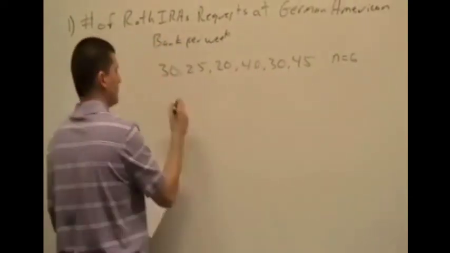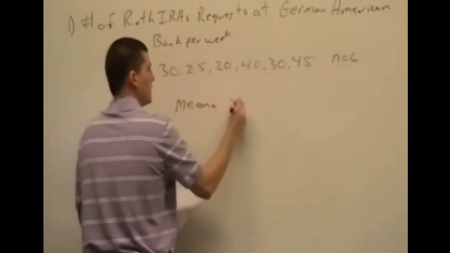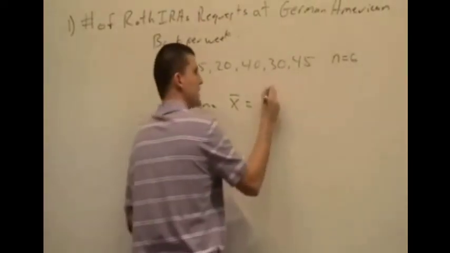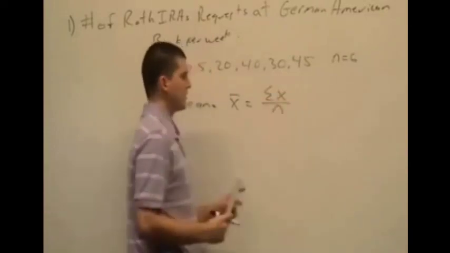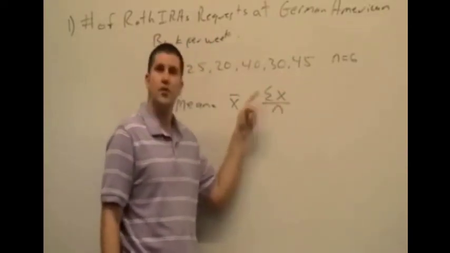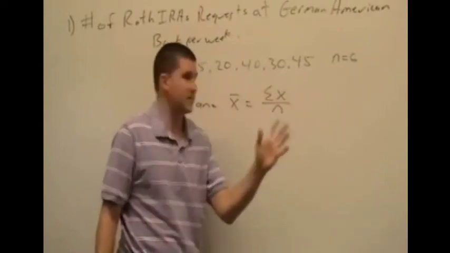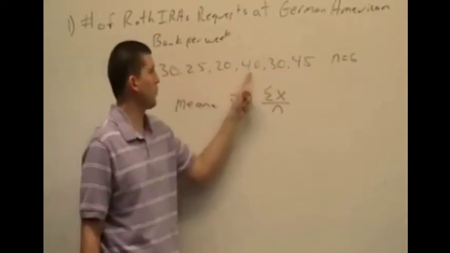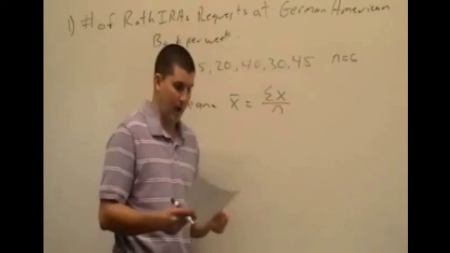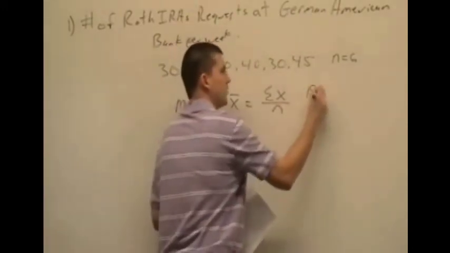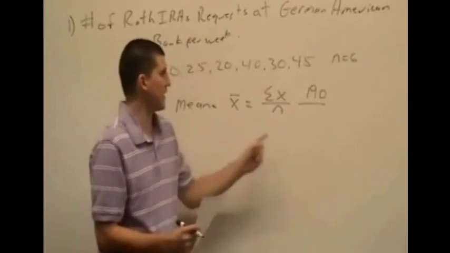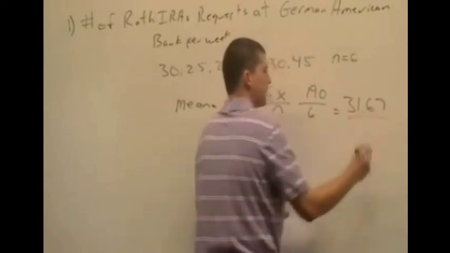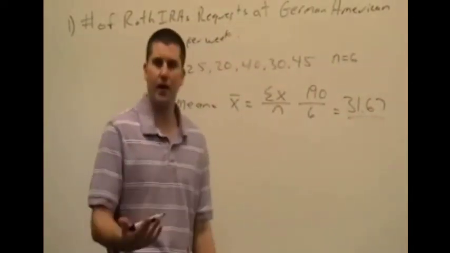Well, what's the mean? The mean in this example will be X bar, and the statistical formula for this is pretty simple. It's summation X over N. This summation, this funny looking E, means you add up all the X's, all your observations, and in this case we have 6: 1, 2, 3, 4, 5, 6. If you add up 30 plus 25 plus 20 plus 40 plus 30 plus 45, you have 190 on the numerator divided by your sample size, which is N, and N is 6. 190 divided by 6 equals 31.67. That's the average. That's the average Roth IRA requests.